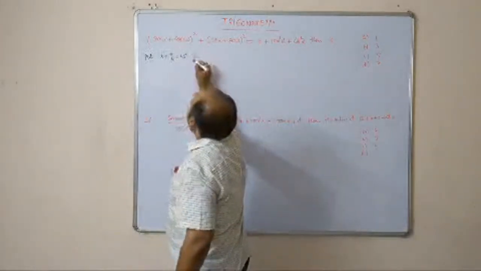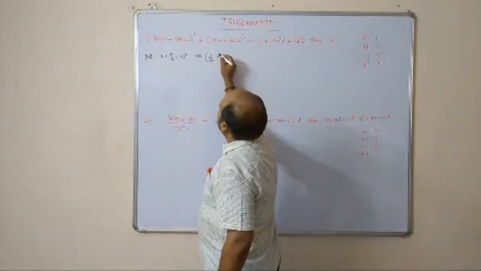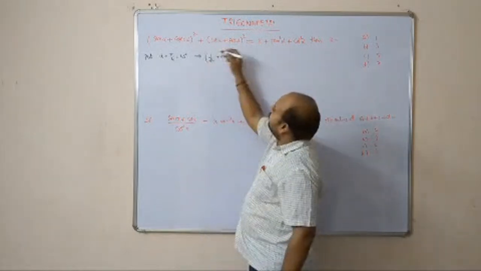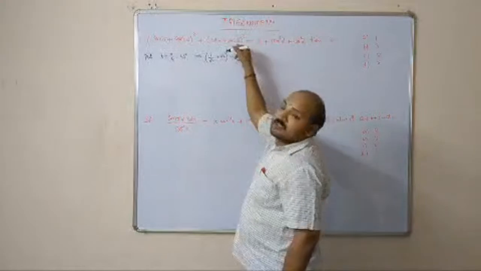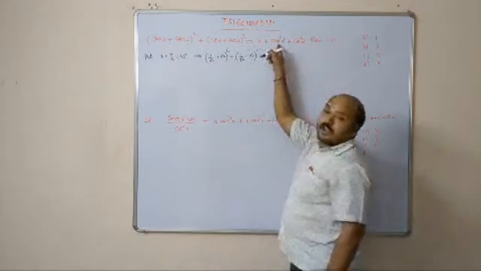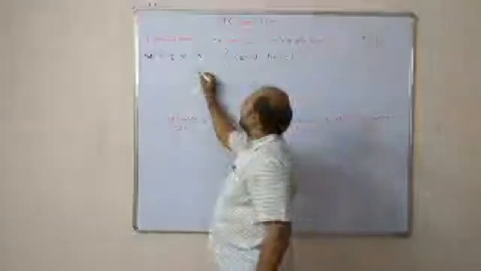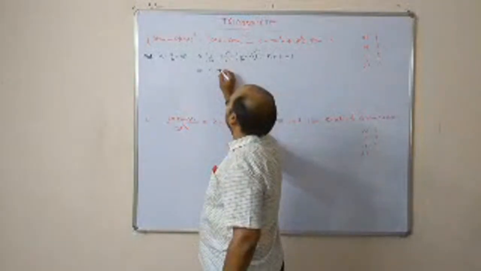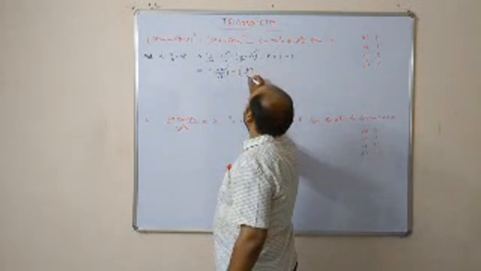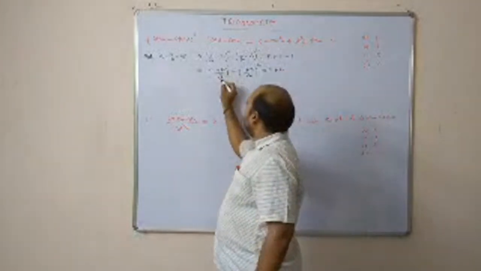Pi by 4 means 45 degrees. So what happens here? Sin 45 is 1 by root 2, cosecant 45 is root 2, whole square. Cos 45 is 1 by root 2, secant 45 is root 2, whole square, equal to k plus tan 45 whole square, which is 1, cot 45 whole square, which is 1. So take the LCM here, root 2 into root 2 is 2. 1 plus 2 by root 2 whole square plus 1 plus 2 by root 2 whole square equal to k plus 2. So 3 by root 2 whole square.